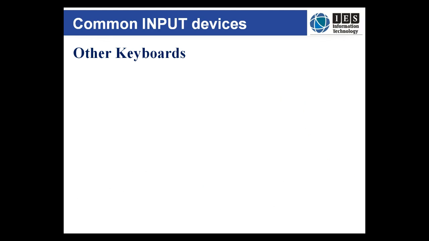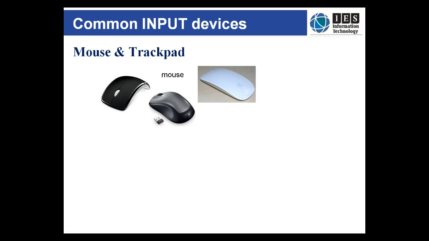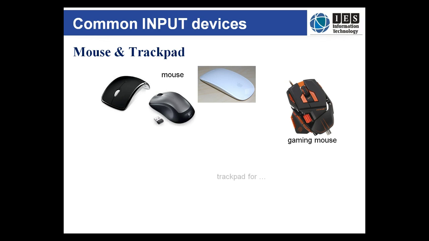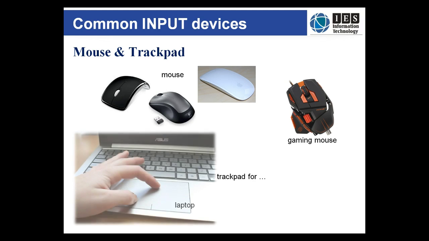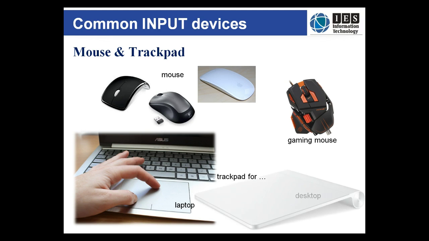The next most common input device is the mouse or trackpad. There are both 1 and 2 button mouses depending on whether you use a PC or a Mac. A specialist gaming mouse has more buttons and can usually be programmed to suit the user's favourite game. Trackpads are very common on laptops, but you can actually buy them for desktop machines as well.